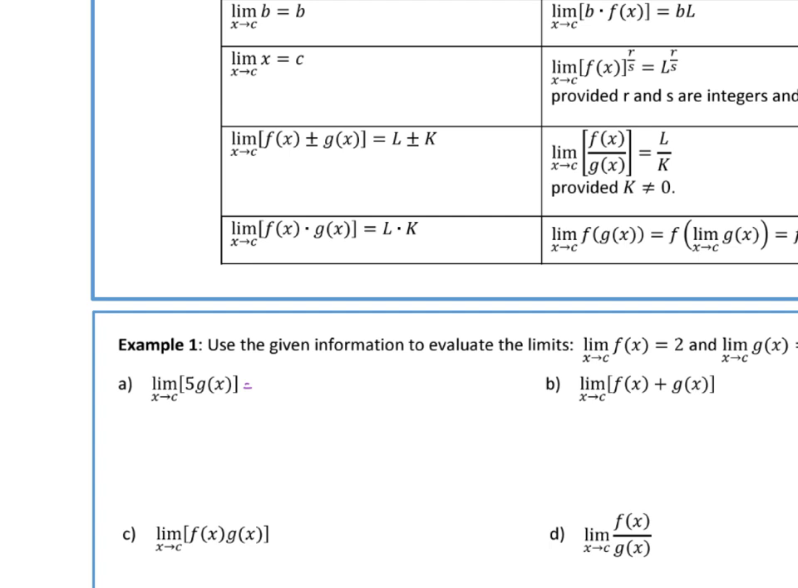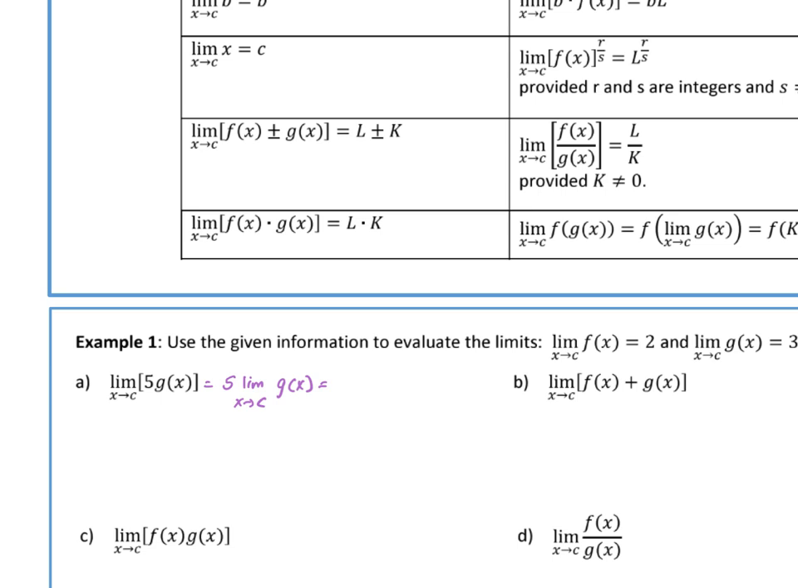But you could take out the 5, and we could do the limit as x approaches c of g of x. Now, they give us this, which is 3. So this goes to 3, so 5 times 3 is 15. Now, why does that work? Well, you could actually separate it. So we could do the limit as x approaches c of 5 times the limit as x approaches c of g of x. Okay, so this was given. So this is 3 still. But this is going to be 5 because it's a constant.